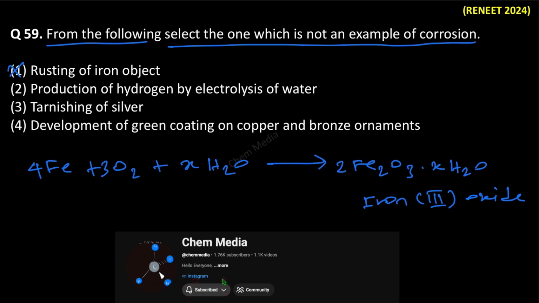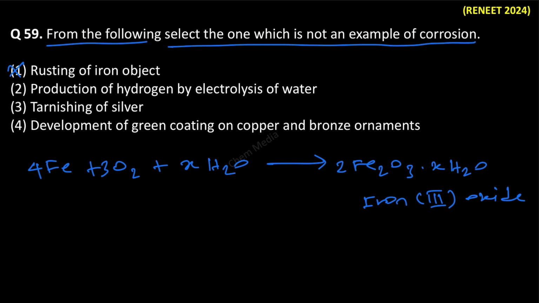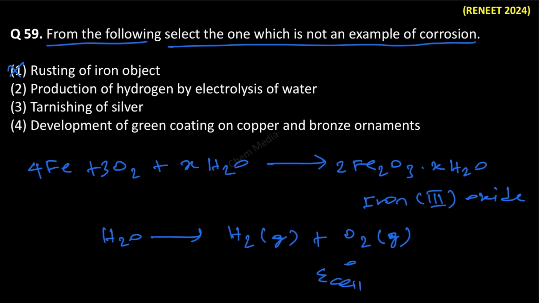Production of hydrogen by electrolysis of water. Water splitting is an example of electrolytic cell, isn't it? Because the E cell standard value for this is minus 1.23 volt, which means the reaction is non-spontaneous, highly endothermic. So therefore, unless we supply an external voltage, power source, electrolysis is not going to happen. So therefore, this is not an example of corrosion, which means option 2 is our correct choice.